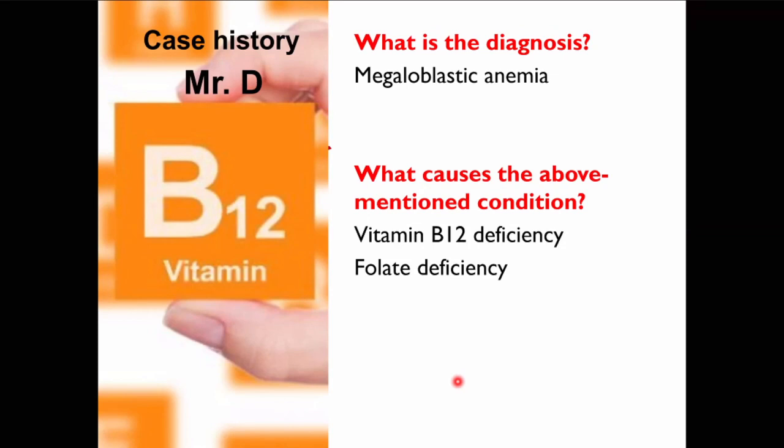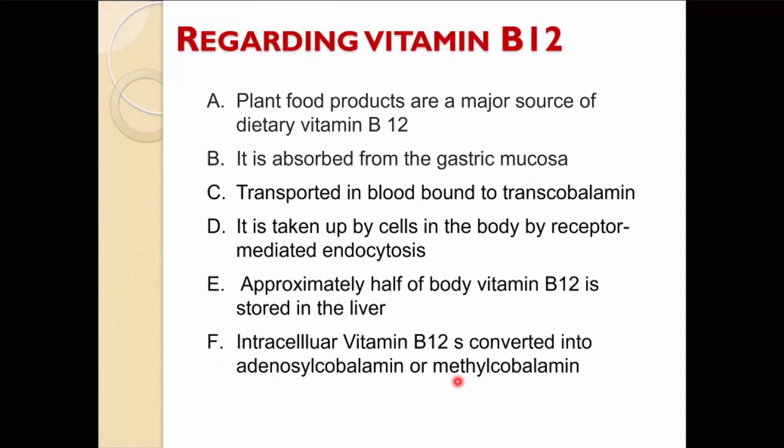Right? So this is just to recapitulate your knowledge on vitamin B12 and folate. Plant food products are a major source of dietary vitamin B12. False. It's mainly animal. It is absorbed from the gastric mucosa. True or false? False. It's from the terminal ileum.